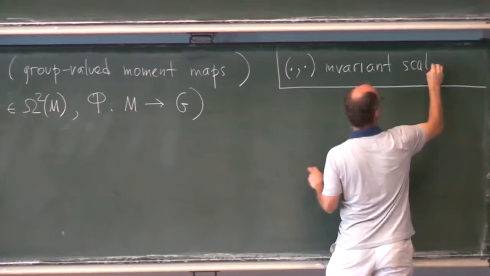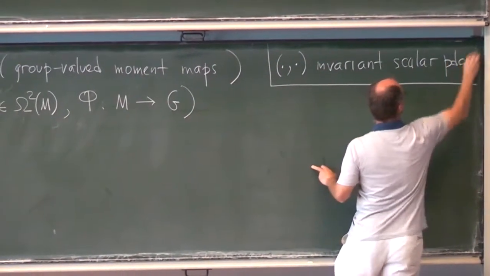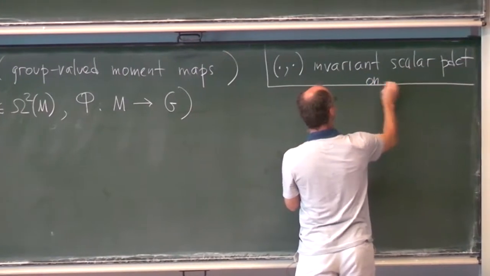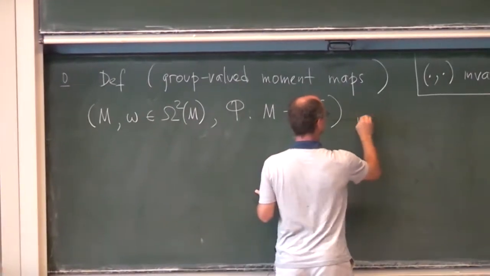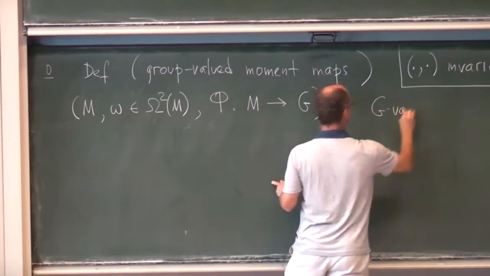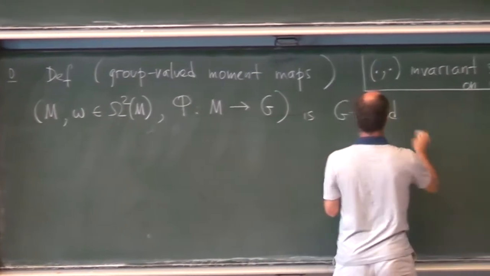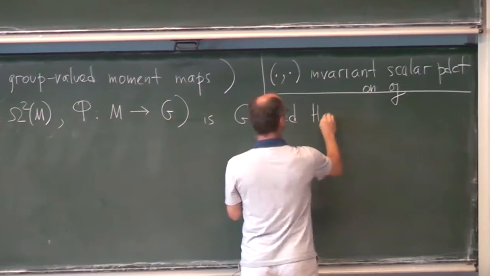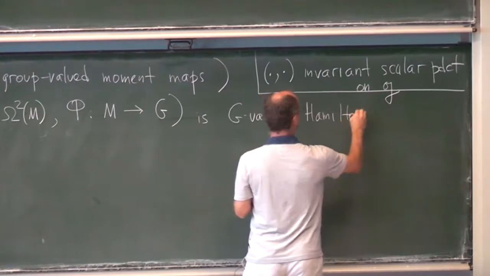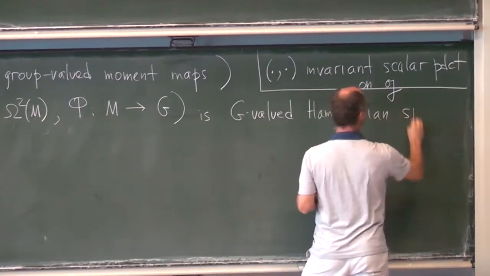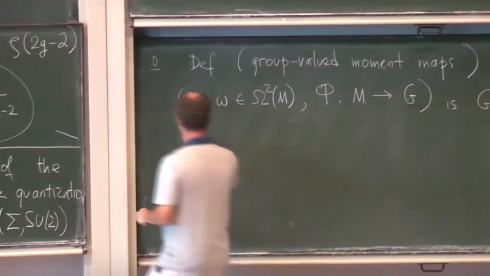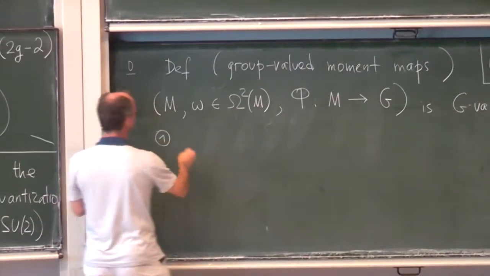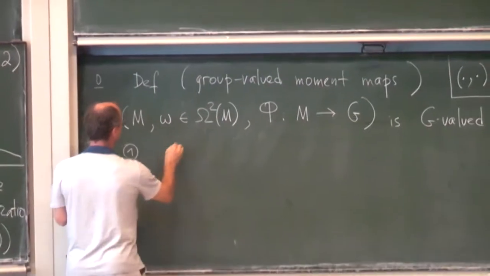So that's an invariant scalar product on G. Well, this triple is a G-valued Hamiltonian space if the following conditions are satisfied, and this is parallel to what we did before.